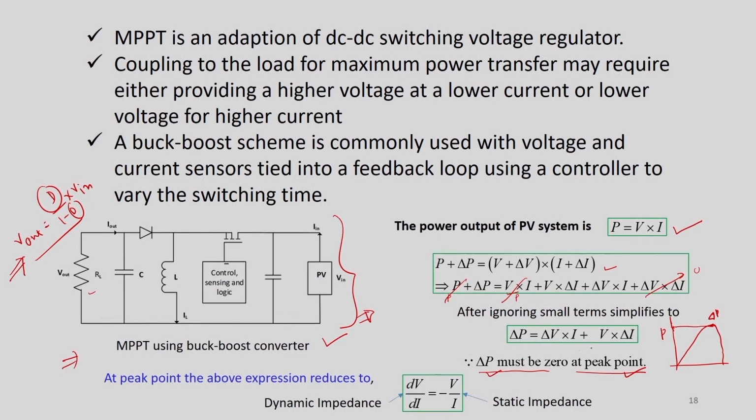If delta P is 0, then from that we can calculate del V by del I is equal to minus V by I. This del V by del I is known as the dynamic impedance of the source, and this minus V by I is the static impedance. This knowledge is applied for controlling the operation of MPPT.